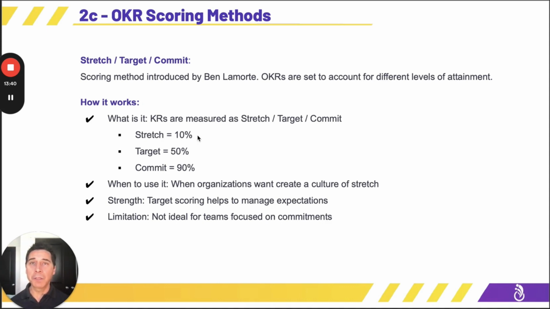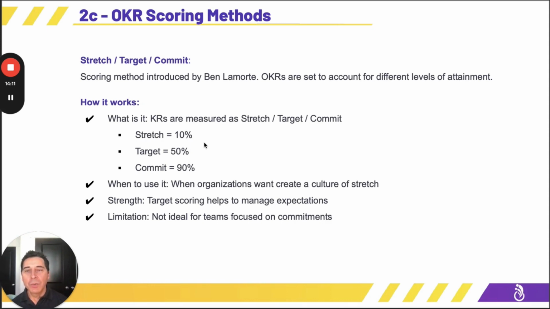We're giving ourselves a 10% likelihood that we're going to hit that, right? So that's our stretch. Our target, we set at 50%, meaning that we should be able to hit that. But our commit, at the bare minimum, we're committing to this particular number here, and that's set at 90%, right? So we should definitely hit our commit, and then our target is 50%, and then we've got that stretch at 10% attainability, okay?